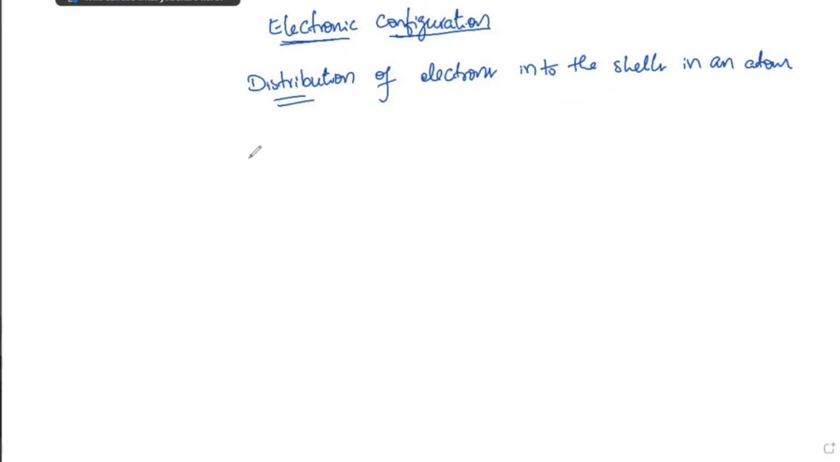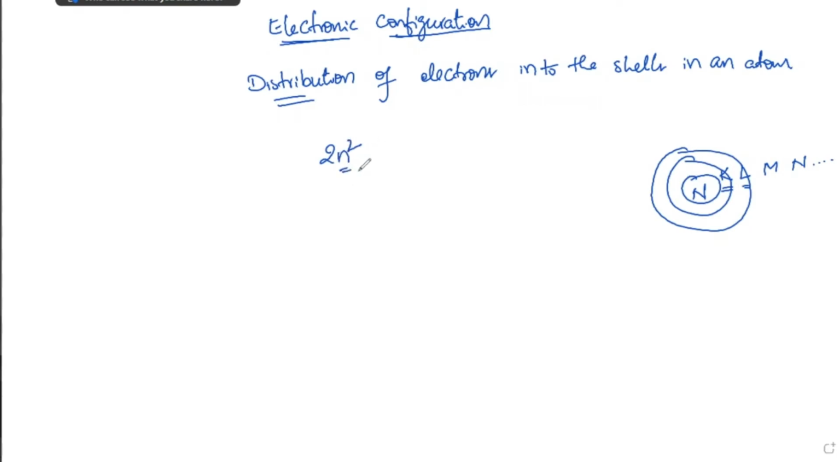We know that the electrons in an atom revolve around the nucleus in circular orbits which are called shells, and they are named as K, L, M, N and so on. The maximum number of electrons that can be accommodated in a particular shell can be found with the formula 2n square, where n is the shell number.